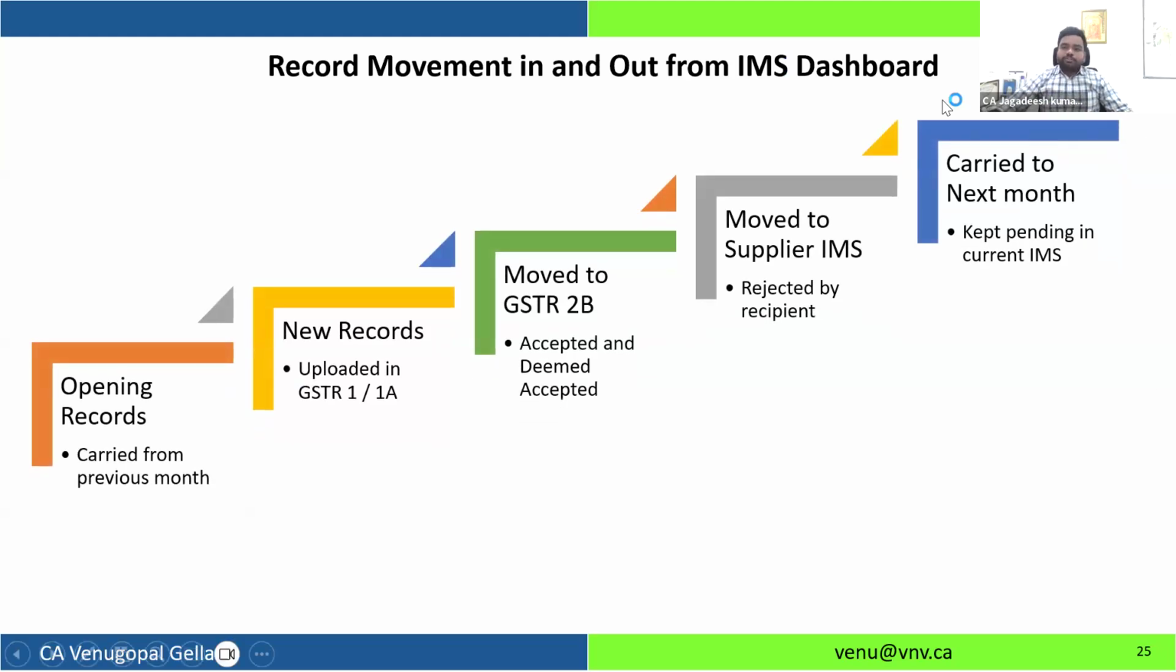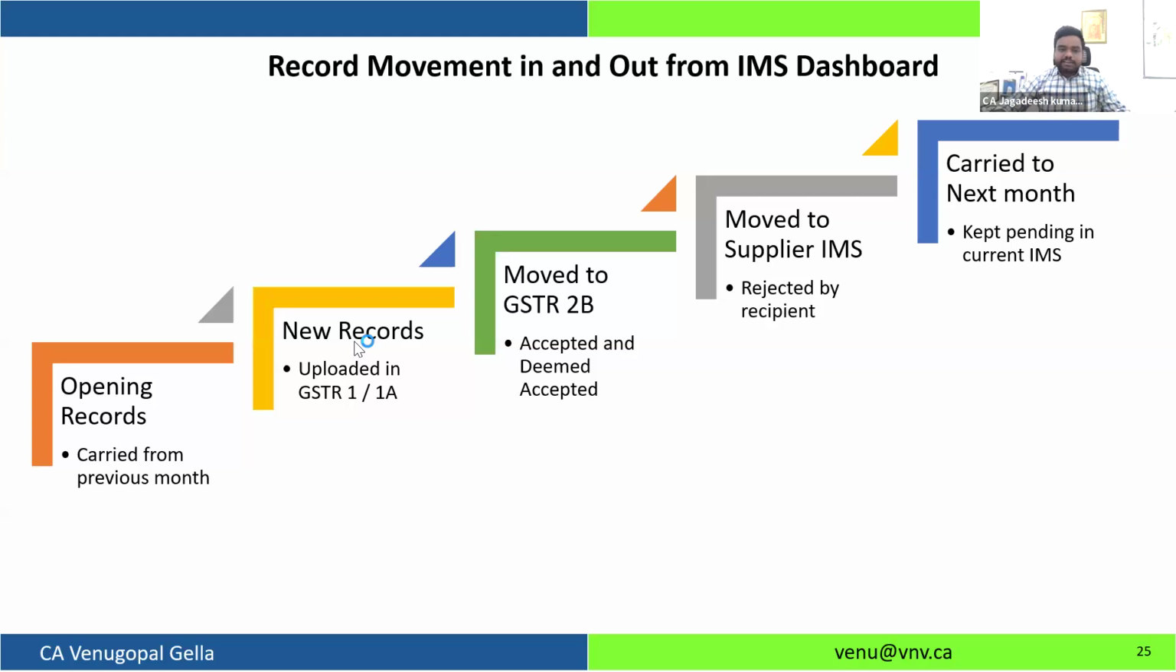Now we'll see the record movement in the IMS. Yes, record movement in and out of the IMS dashboard. This is like my stock statement. What are all my open records? Whatever records I kept pending in the previous months are all my opening records, plus new records.